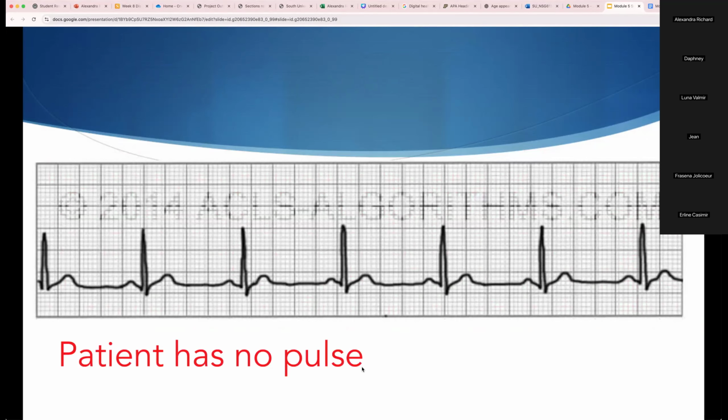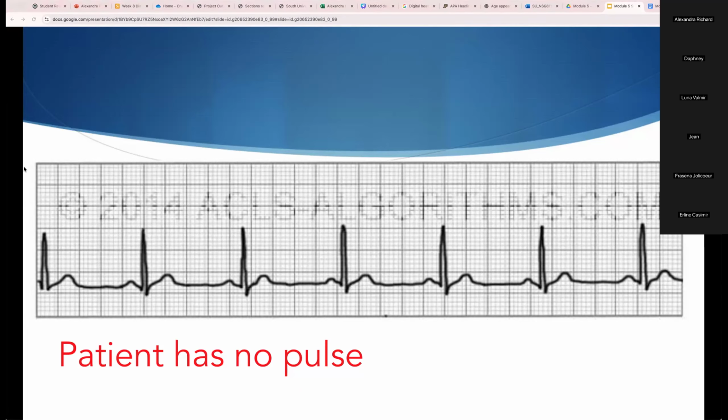Good. What about if we're doing CPR on a patient, we stop for a pulse and rhythm check, we see this beautiful rhythm on the monitor, but we're checking for a pulse and the patient has no pulse. What do we call this?